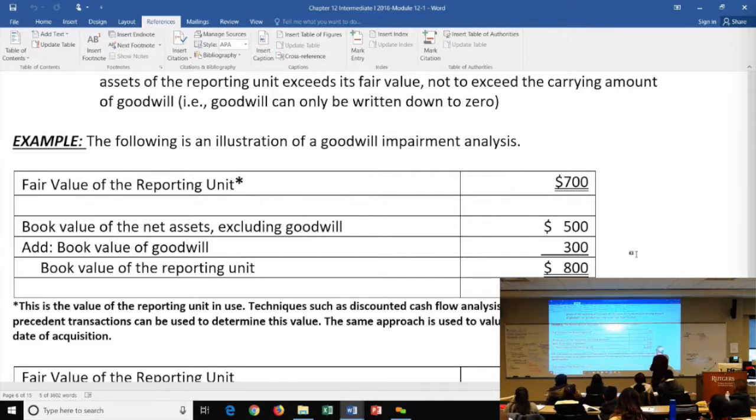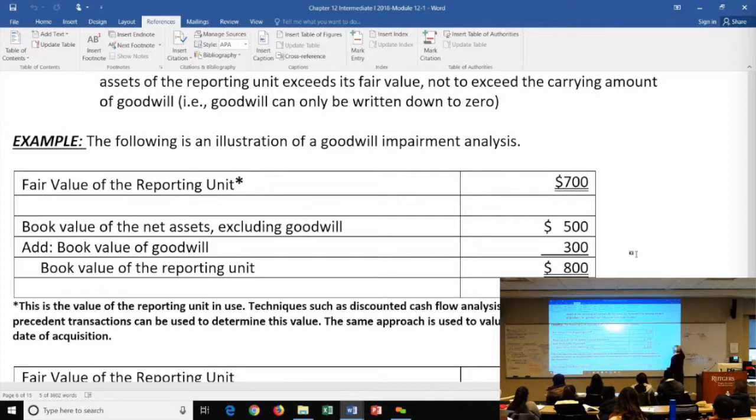But if you do it, and maybe it's a discounted cash flow model, maybe it's a precedent transaction, whatever it is, it's the same approach that you use to value a company when you buy it. They're exactly the same. Then we look at the book value. So this is what the company looks like. It's got goodwill on its books for 300, and it's got net assets, assets minus liabilities, other than goodwill, for 5. So the book value of the reporting unit is 8, and therefore we take the impairment loss to be 100.